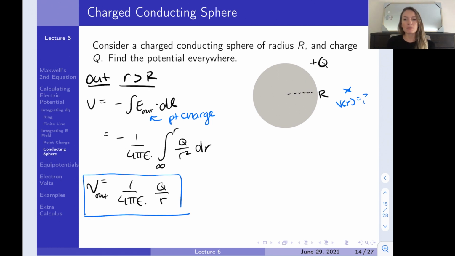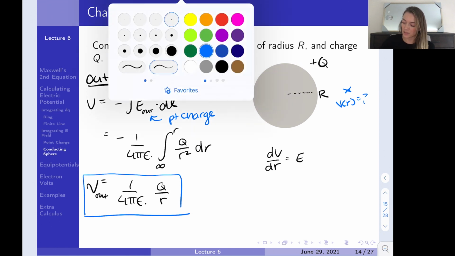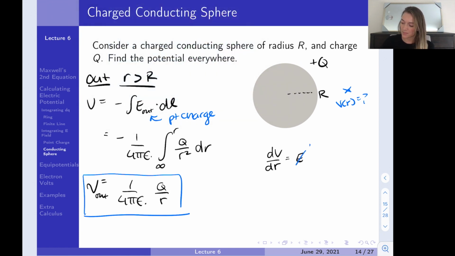And now, what is my potential inside the sphere? Now you might think, well, my electric field is 0 inside a conducting sphere, so therefore my potential is going to be 0. But that's not actually correct. And we can see that this isn't correct because think about what I said, that the derivative of the potential is equal to the electric field. So I know that inside a conductor, the electric field is 0, right? But if I take the derivative of something and I get 0, do I know that that thing was 0? No, I don't.